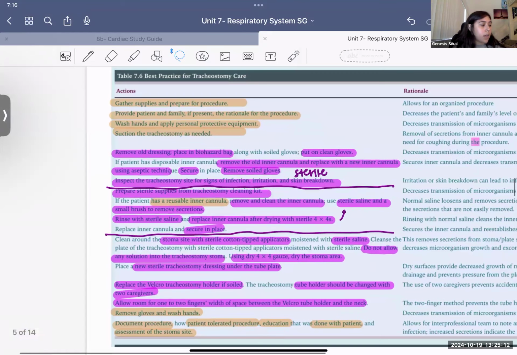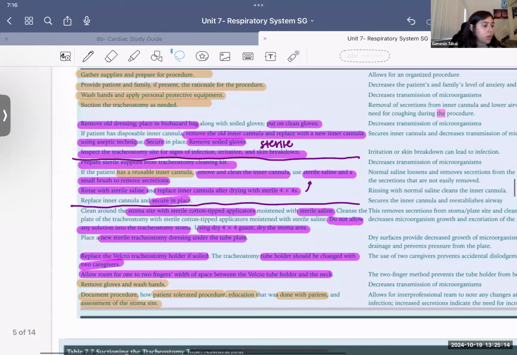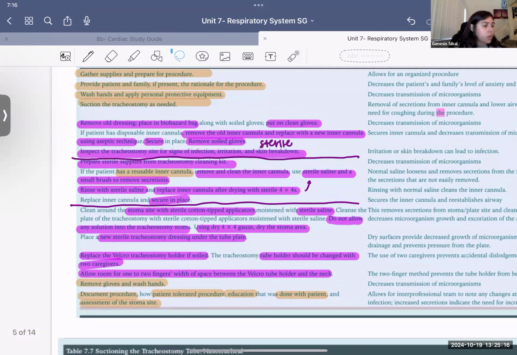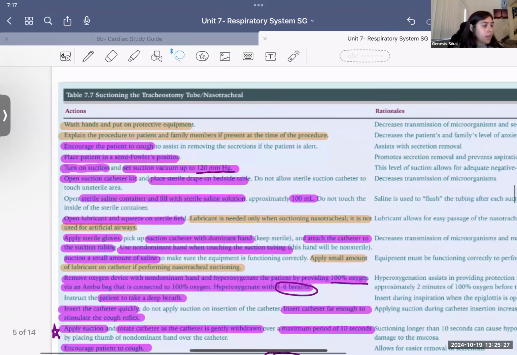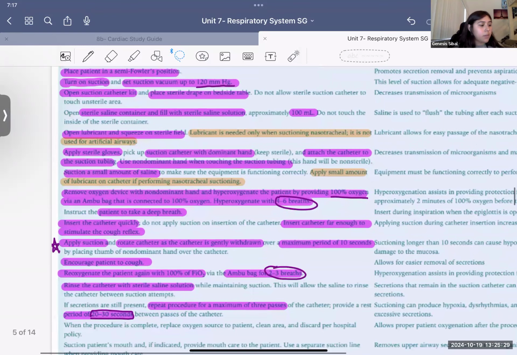So for trach care, one thing to know, and I feel like you can just go over these in terms of cleaning, in terms of what has to be sterile and what doesn't, but they don't really ask this. It's just something that you probably should know. So definitely try to read about this. And then obviously with suctioning, you have different things here.